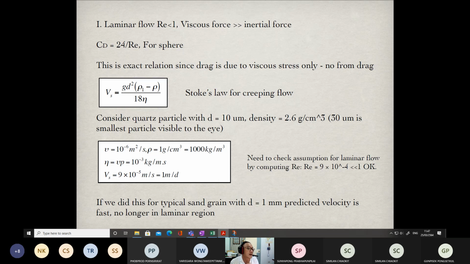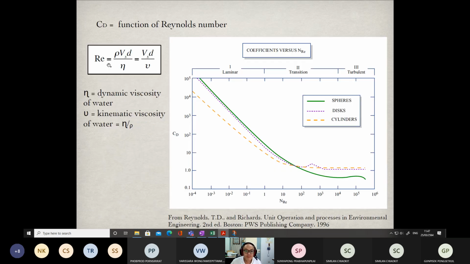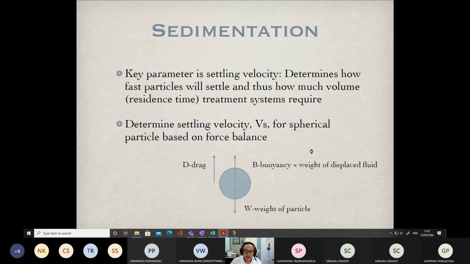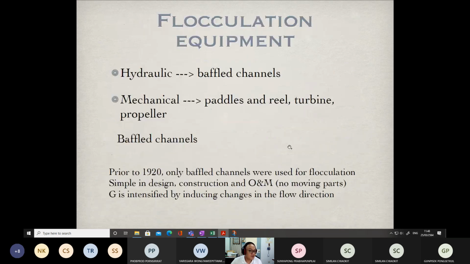As homework, you can find out what will be the settling velocity of particles with a size of 0.2 millimeters. If you really work it out, then you can determine the settling velocities accordingly. Okay, so this is how we determine the settling velocities.